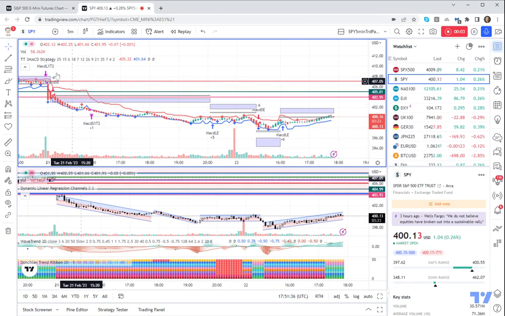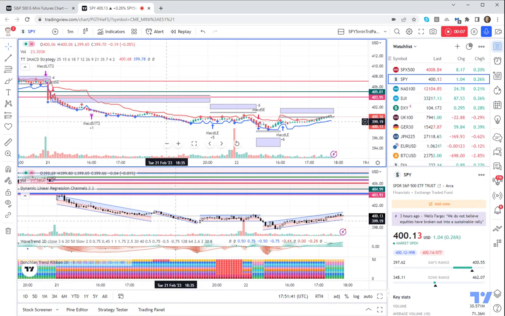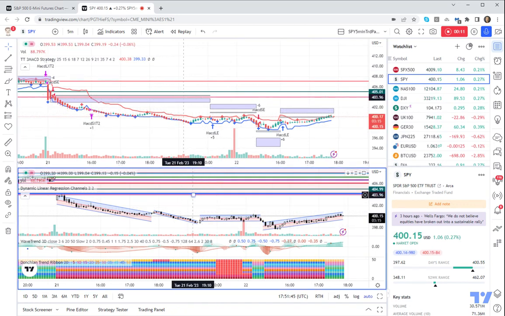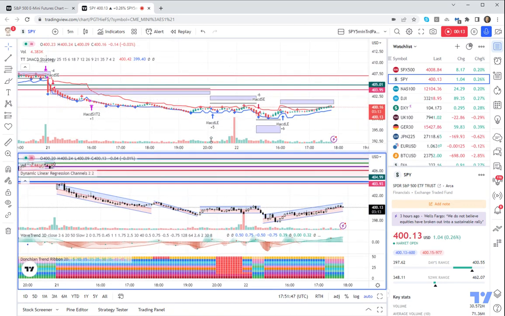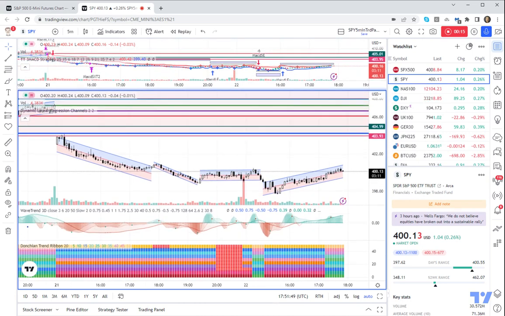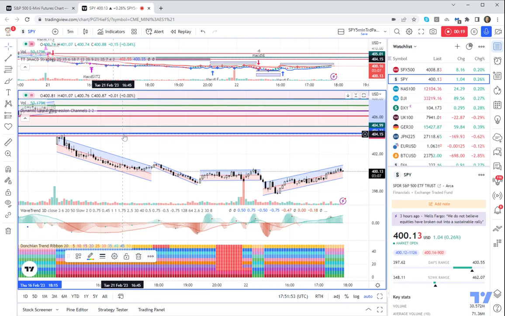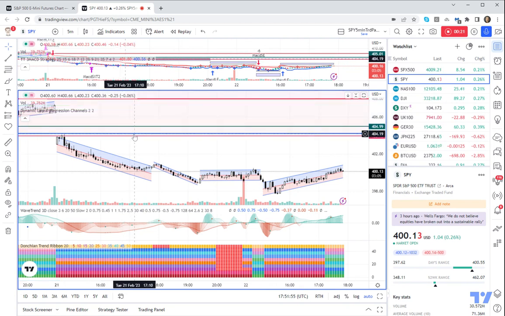I'm highlighting my 3MACD strategy running on this Heiken-Ashi chart that you can see right here. Below that, I have a regular candlestick SPY chart. You can see down here, these are some levels that I had drawn previously. I'll get rid of those.